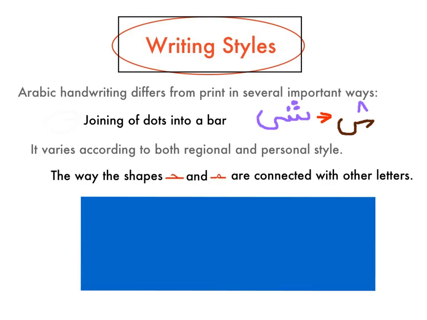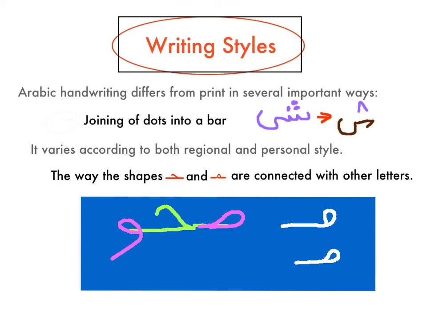Handwriting varies according to both regional and personal style. For meem, for instance, we write it like this or like this. And ha can be written like this. And when it's written like this, it comes underlined and all the letters before or after it come underlined too. And the letter ha can also be written like this above the line, and the letter which comes before it is above the line, and the letter which comes after it is underlined, like this.